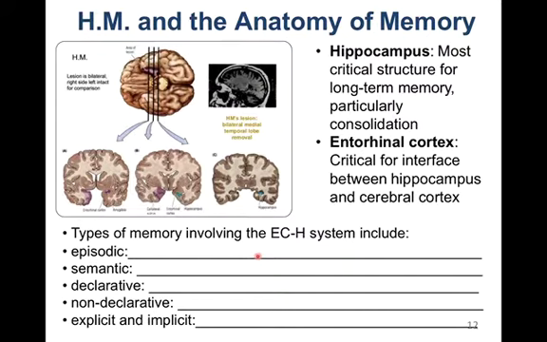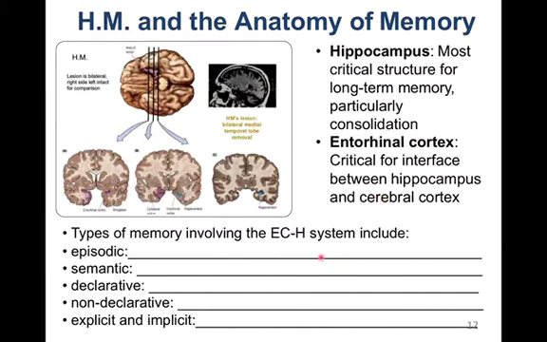All right, so hippocampus, you know by now, the hippocampus is most critical for long-term memory, and particularly moving short-term memories into long-term memory. So the hippocampus is where memories are initially formed, and from the hippocampus, they are then stored in long-term memory. That involves the entorhinal cortex. So that's the interface between the hippocampus and the cerebral cortex.